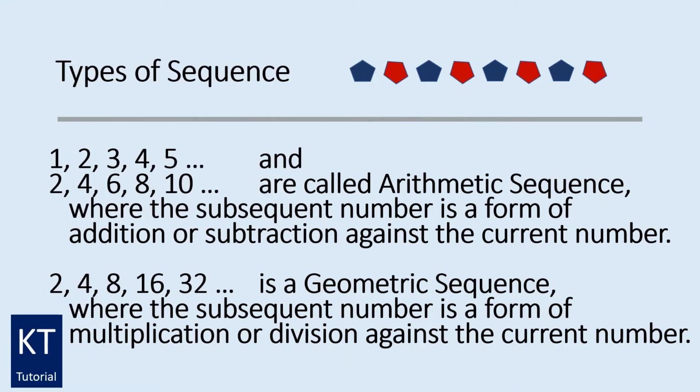The first two sequences on the previous page are called arithmetic sequences, where the subsequent number is a form of addition or subtraction against the current number. The third sequence from the previous page is a geometric sequence, where the subsequent number is a form of multiplication or division against the current number.